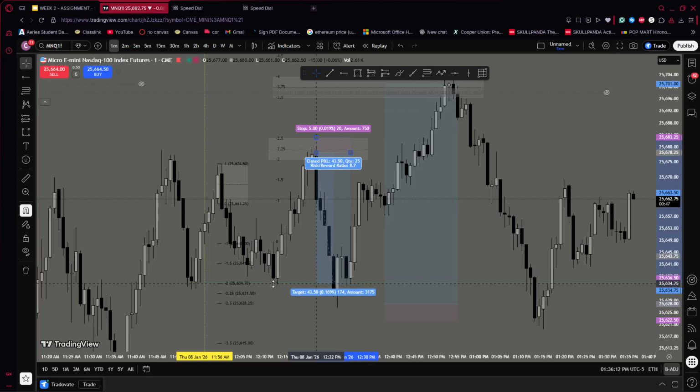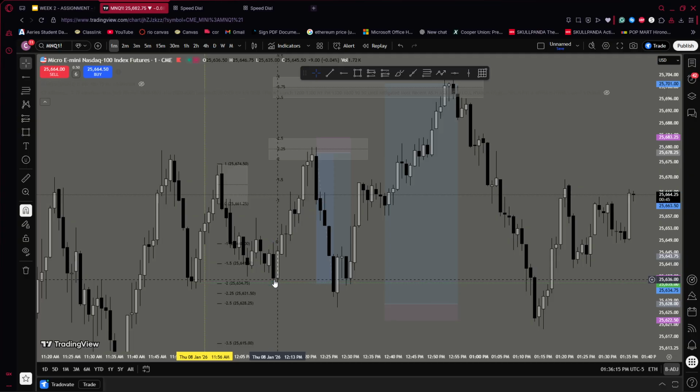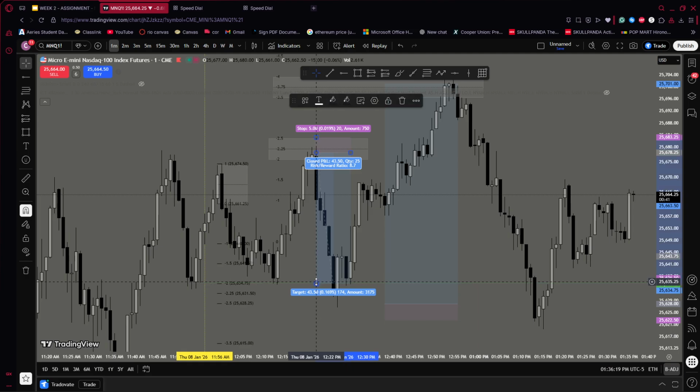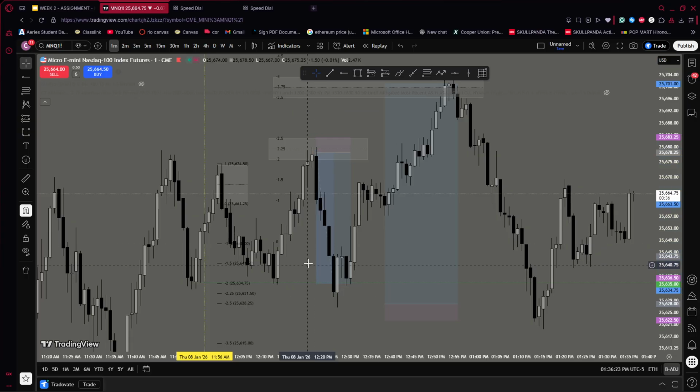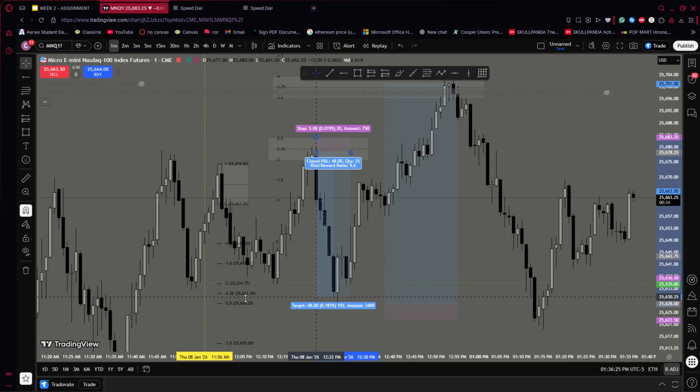I probably would have targeted this because this was low-key an equal low. There's two lows right here, and I'm not really greedy. This is a safe TP and it's already 40 points. I'm satisfied with that. So that could have been my trade, or the -2.5 would have been perfect.